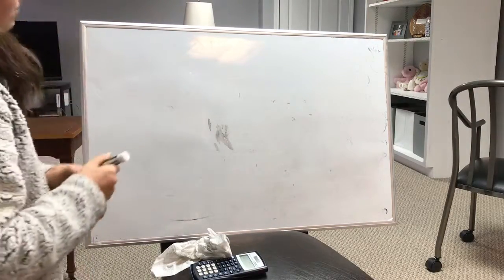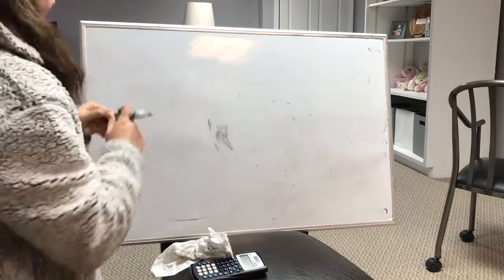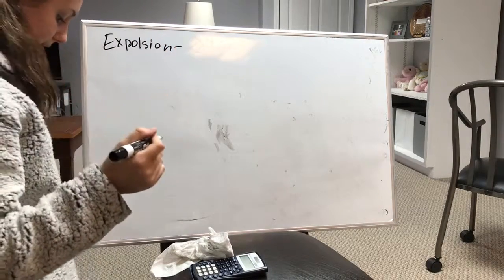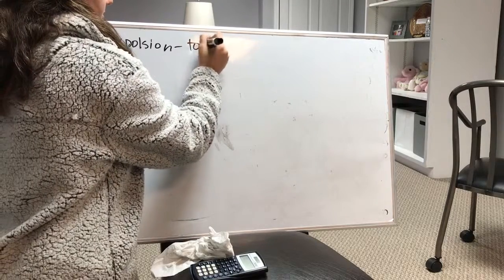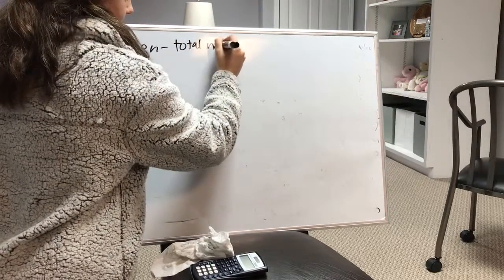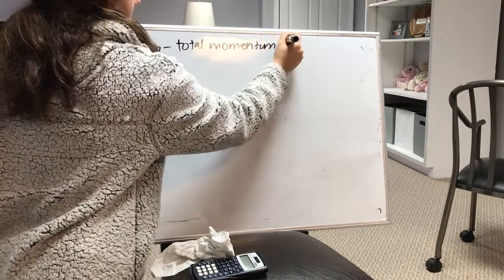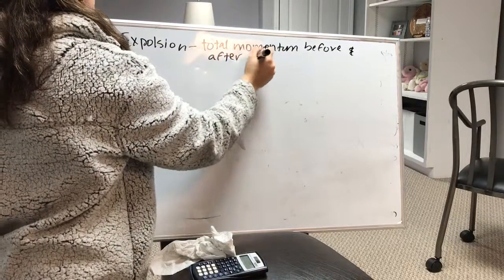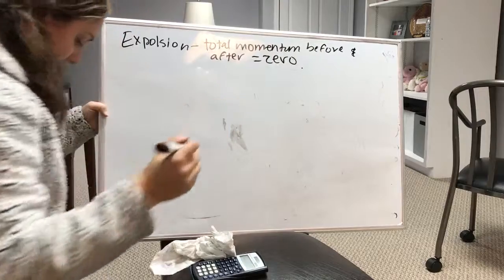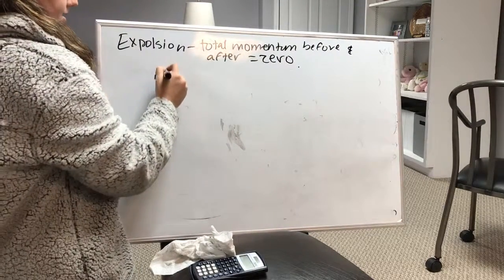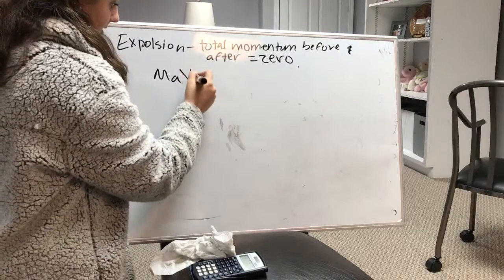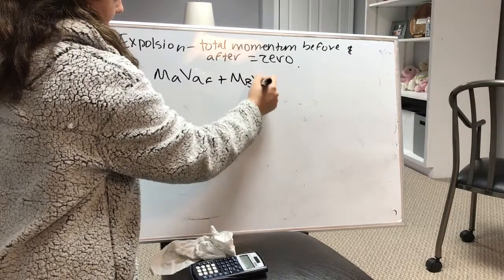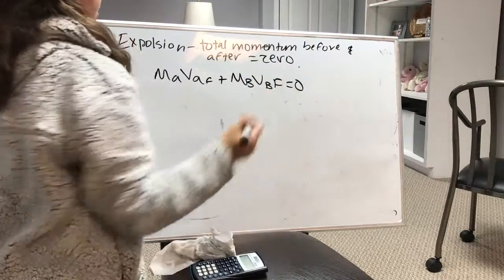The last type of collision we have is an explosion collision. In an explosion collision, we can state that the total momentum before and after is equal to 0. Where we know that the mass of A times the V of A plus the mass of B times the V of B is equal to 0.